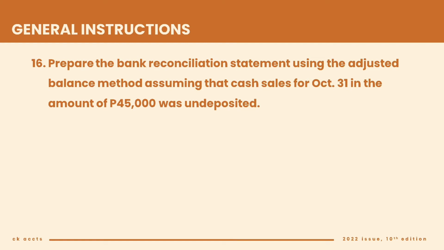Then, lastly, prepare the bank reconciliation statement using the adjusted balance method, assuming that cash sales for October 31 in the amount of 45,000 pesos was undeposited. So, saka ito mag-make sense if nandun na tayo sa bank reconciliation. Basta tatandaan lang natin, merong amount na 45,000 na hindi pa nade-deposit as at October 31. So, yan ay deposit in transit. Okay? Na ilalagay natin dun sa bank reconciliation natin.